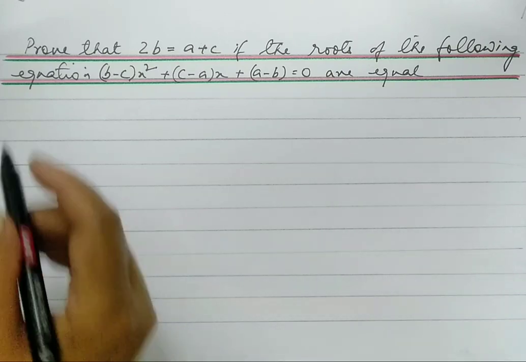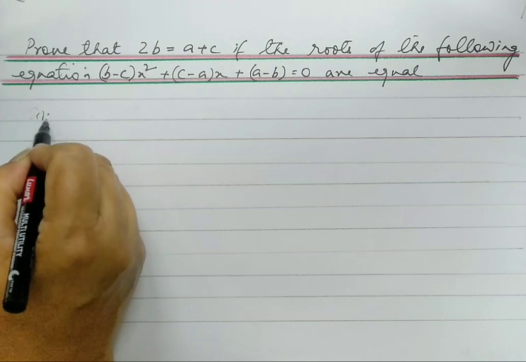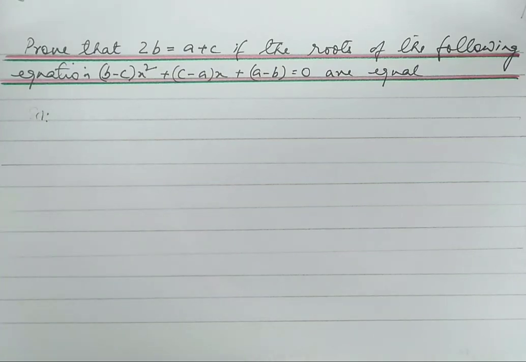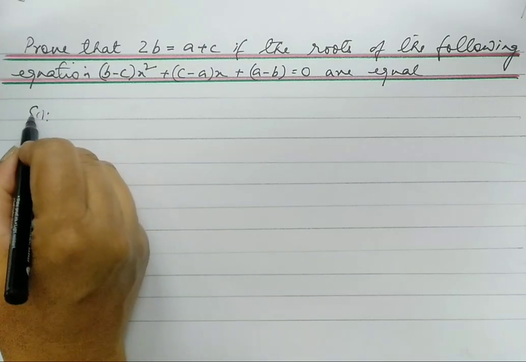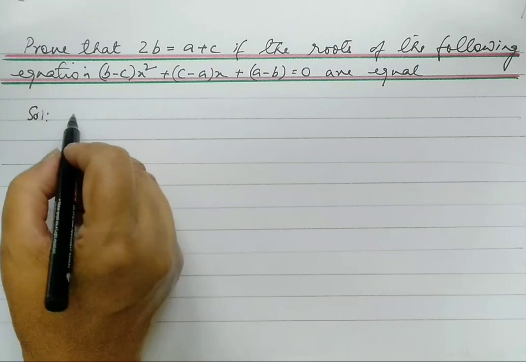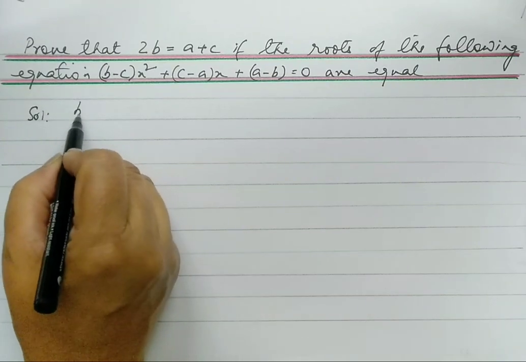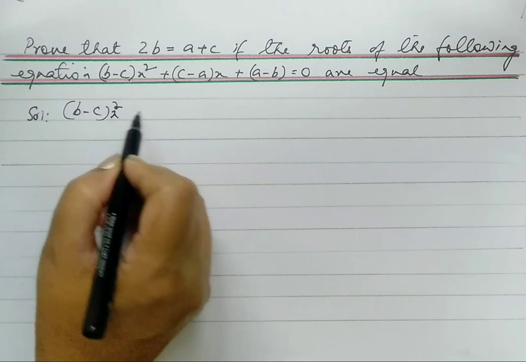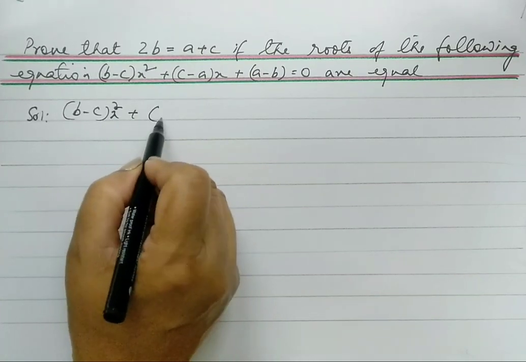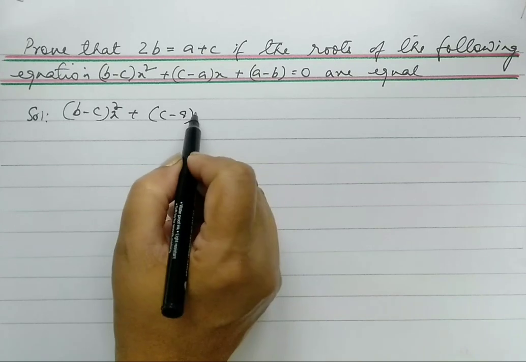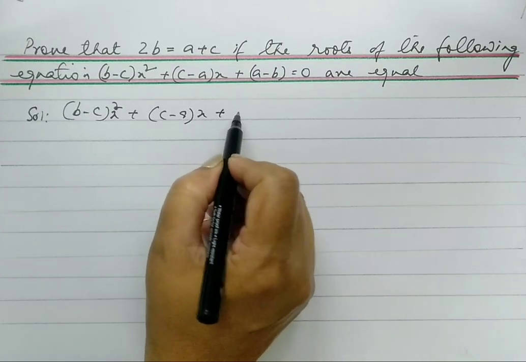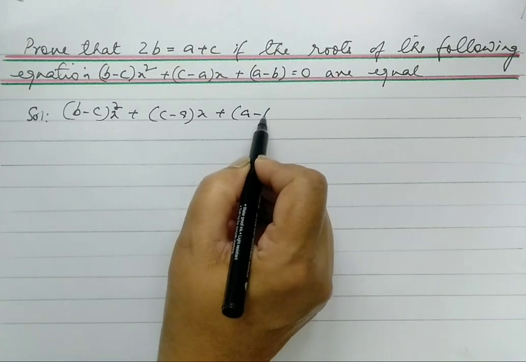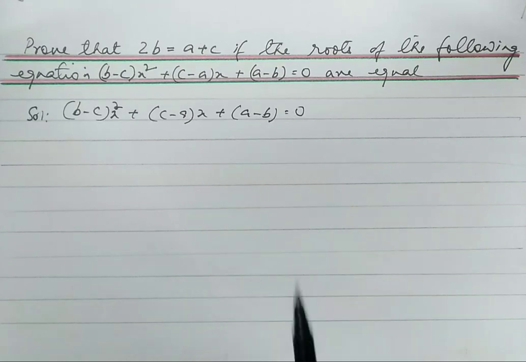Okay, so for the solution, we have to bring down the question. All right guys, so we have (b minus c)x square plus (c minus a)x plus (a minus b) equals 0.